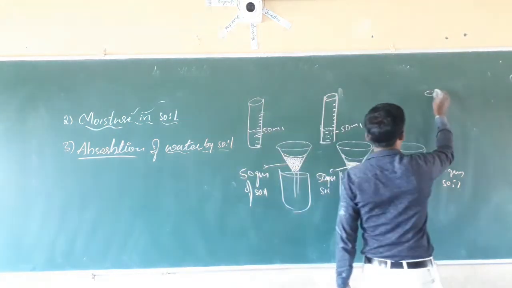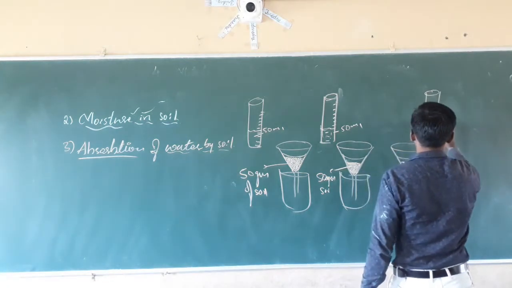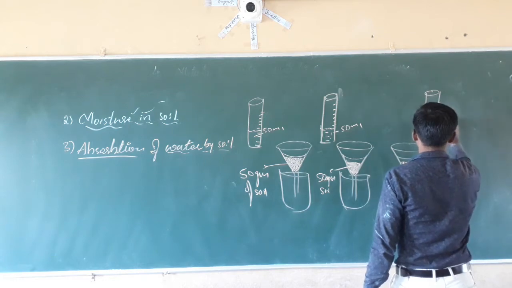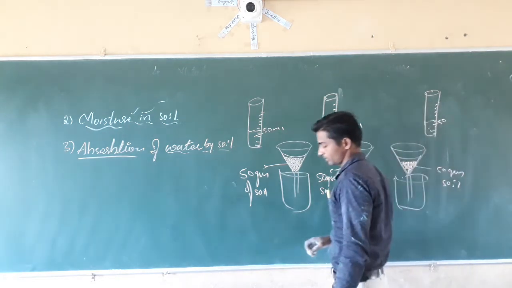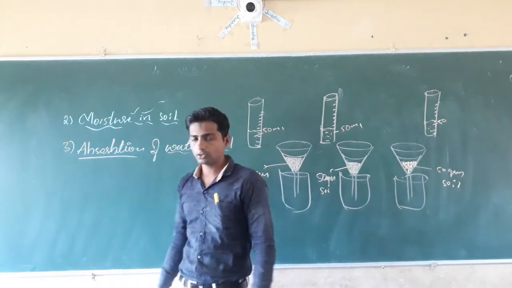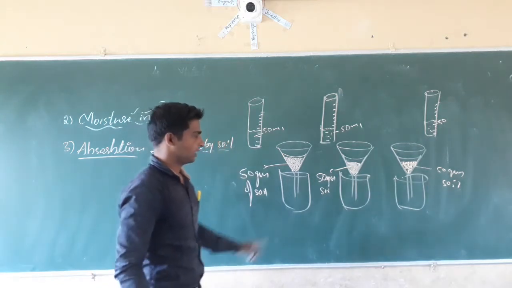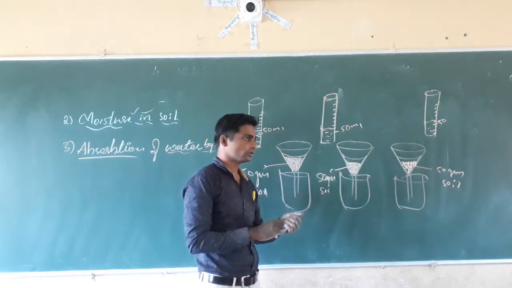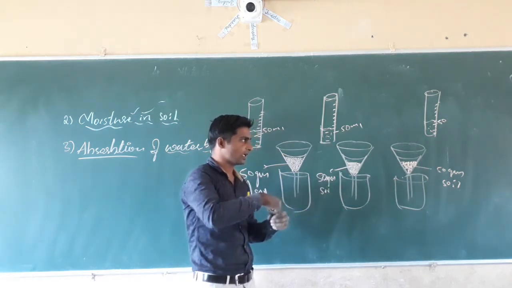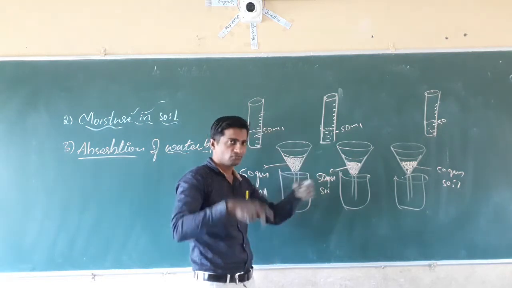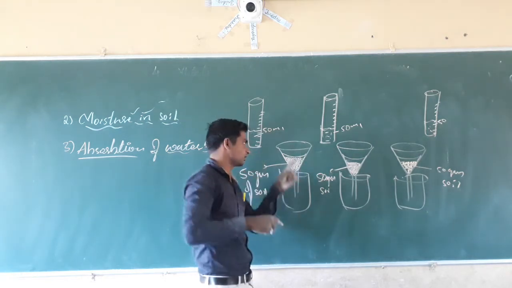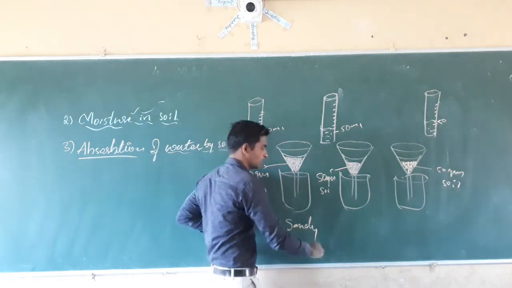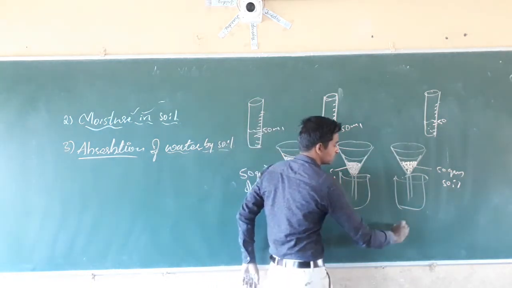Here also 50 ml water in a measuring cylinder. Yes, we have today funnel and filter papers. We have to fold them into 4 folds and make a funnel-like structure and fit it in the funnel. And inside, we have to take sandy soil, clay soil, and here loamy soil.